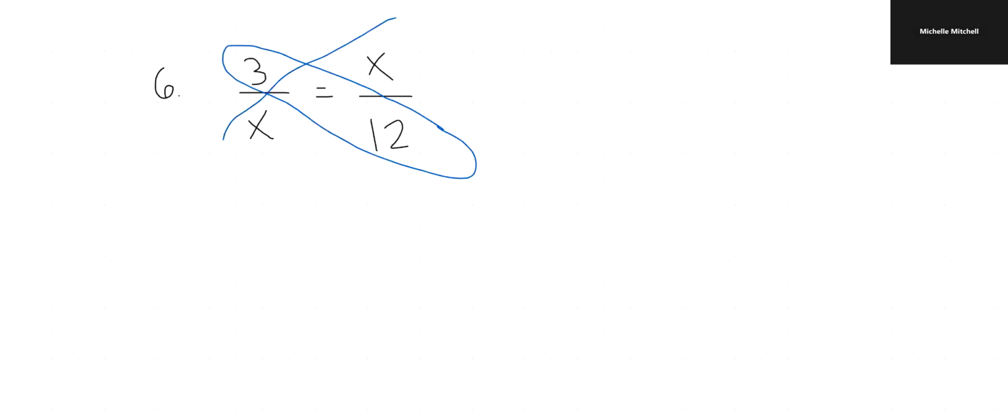So if we start with problem number 6, this one's very simple. 3 over x equals x over 12. All right, so we're just going to solve by cross multiplying, which is the butterfly or a proportion. And we put the 3 and the 12 together, the x and the x together, and we get x squared equals 3 times 12, 36.